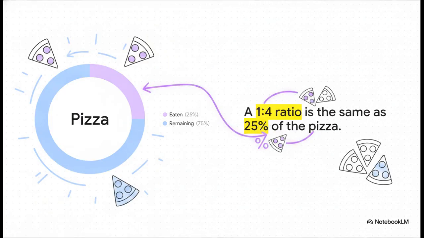Now, here's where it gets cool. Look at how easily we can translate that fraction. In ratio language, comparing the eaten slices to the total gives us a 1-to-4 ratio. And in percentage language, which always asks, out of every 100, well, you just ate exactly 25% of the pizza. It's one reality, just 3 totally different ways to talk about it.